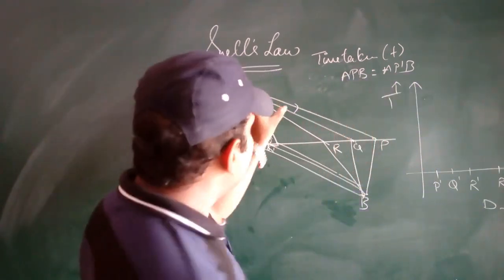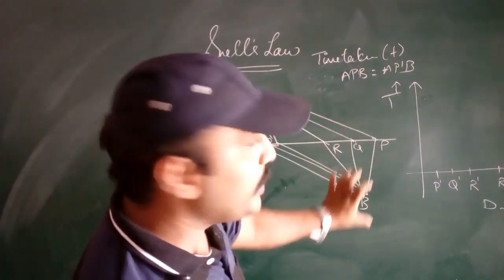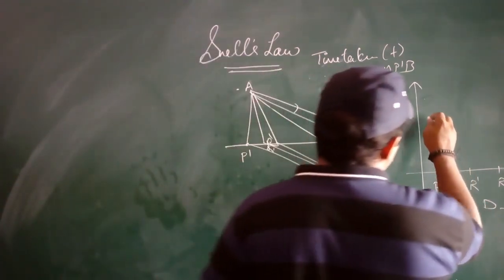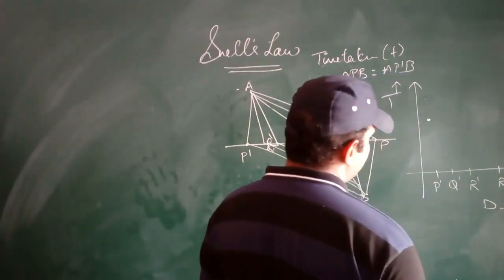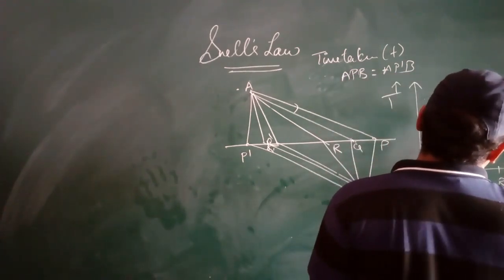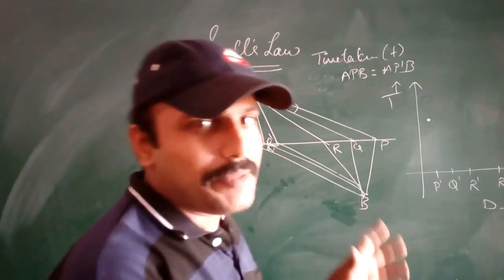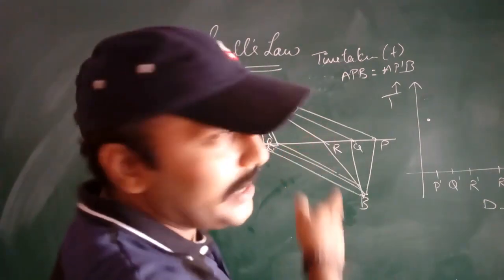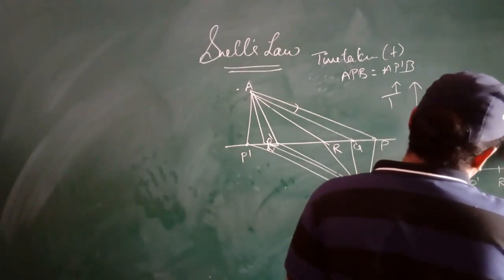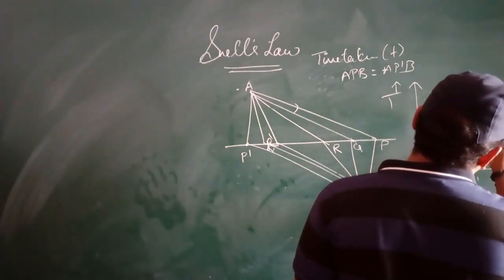As I said, the time taken to cover A, P, B will be equal to the time taken to cover A, P dash, B. So I will write here time dash, keep it as a dot here, and also at this P I keep one dot, because both are the same. The same time is taken to cover A, P, B and A, P dash, B. At the same time here, Q dash and Q, R dash and R.